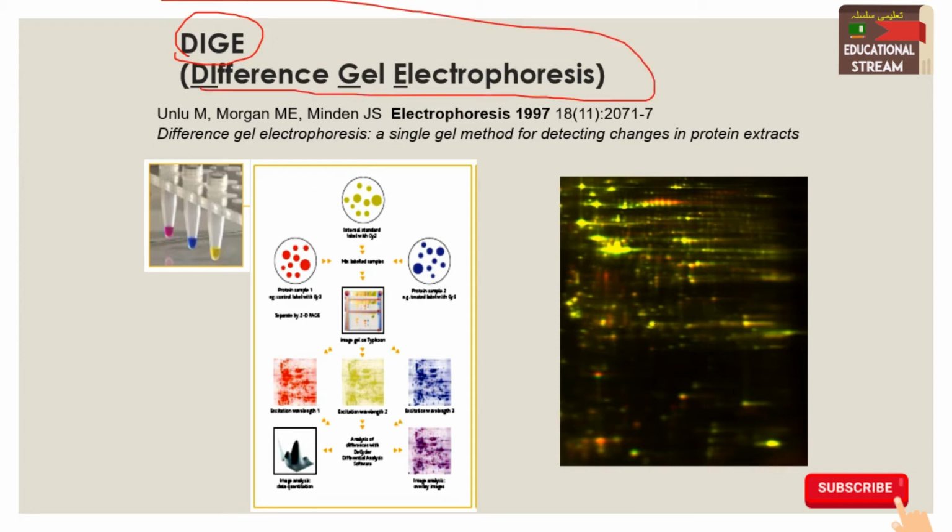It was discovered in 1997. What is meant by difference gel electrophoresis? It means that we are using a single gel method for detecting changes in the protein extract. Like we have sample 1, we have sample 2, we take an internal standard, we run it on a single gel, then we take different images of the same gel, because we have labeled all three with different dyes.